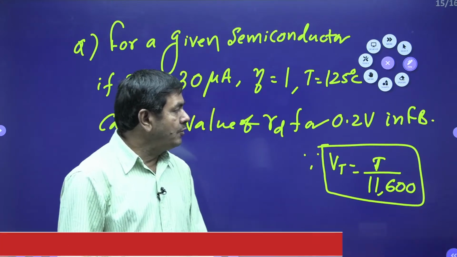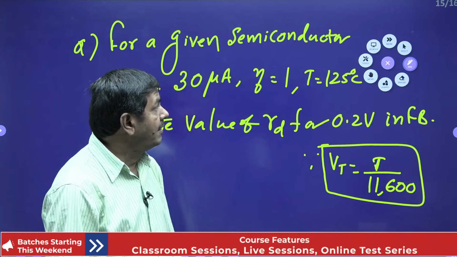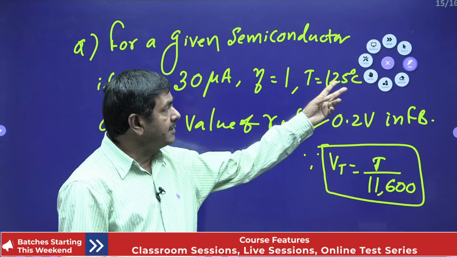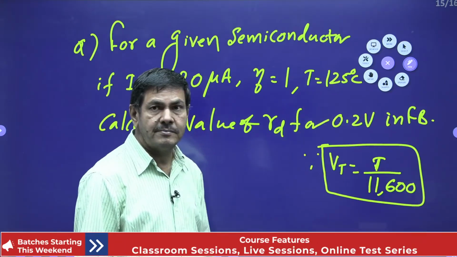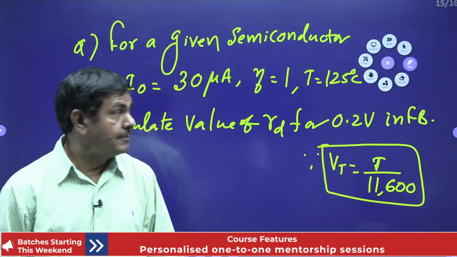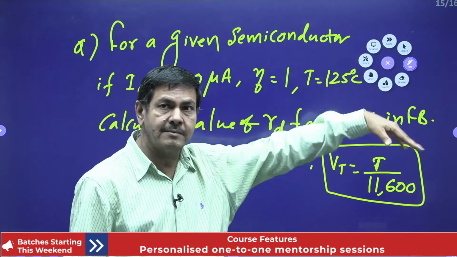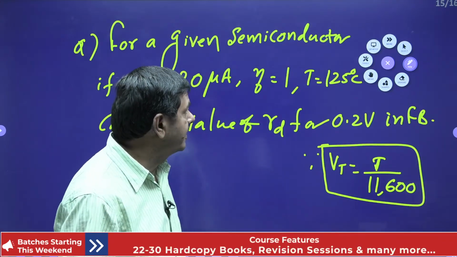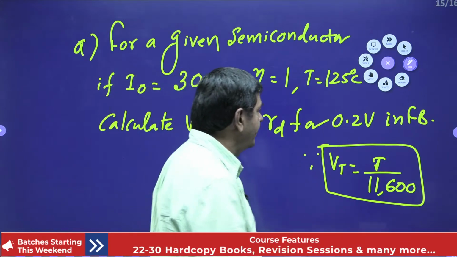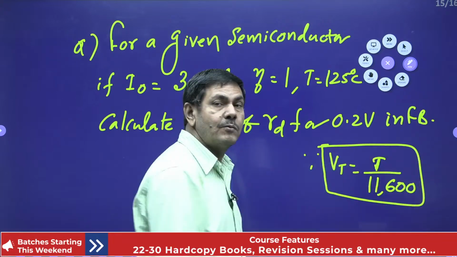The T value must be in Kelvin only. So 125 centigrade you convert into Kelvin. You put T by 11,600. That means around 398, that is 125 plus 273, add up and you will get the total. Then T divided by 11,600, and we will get the thermal equivalent of the voltage.